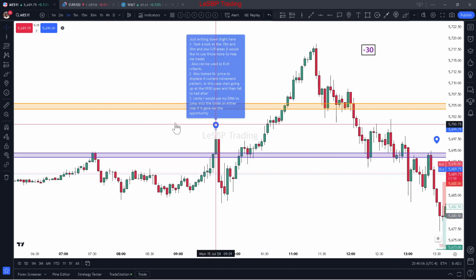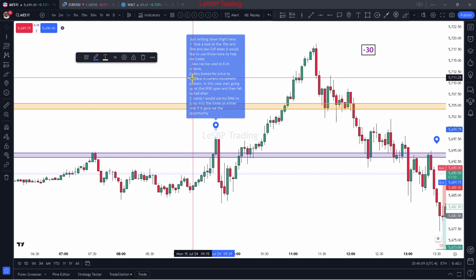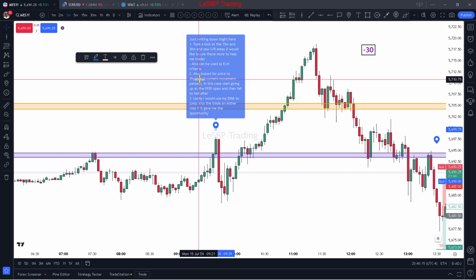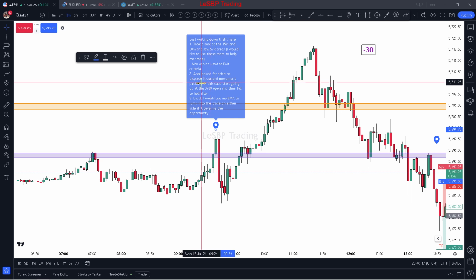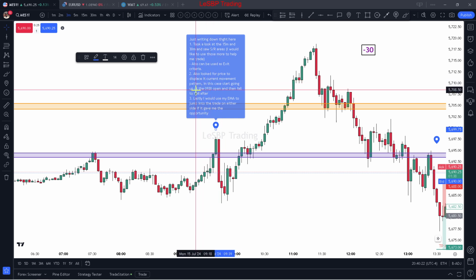Sorry, I'm trying to move this. Okay. They also can be used as exit criteria. What was I about to say? And also looked at for the price. I was looking for price to displace its current movement pattern. In this case, it's basically either going up or going down.